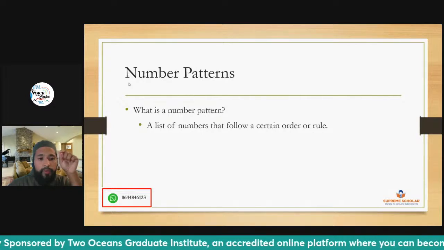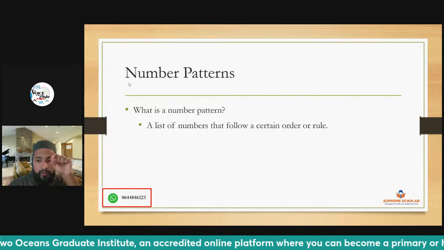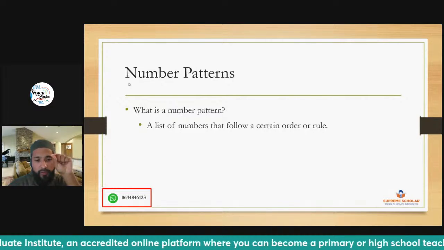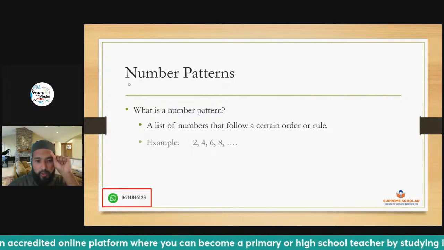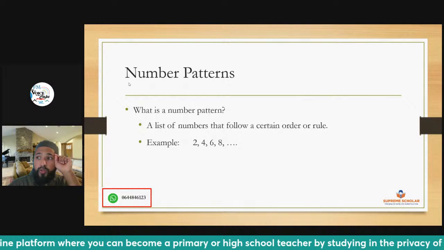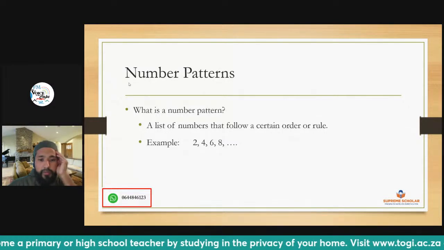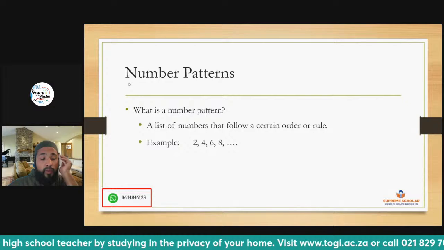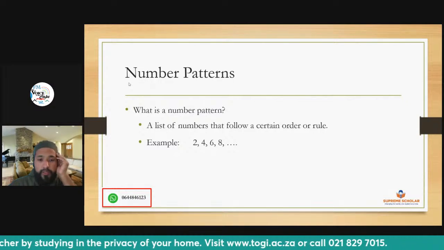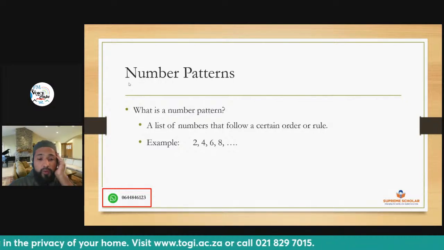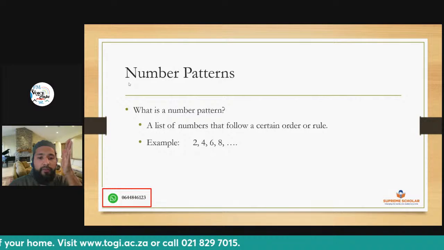When we say rule, we mean you can calculate. You can say, okay, I'm adding 2 every time to get the next answer, for example. Here's an example: 2, 4, 6, 8. When we count in twos, that's a number pattern. Another word for that is a sequence. It's following a specific rule. What's the rule? Just add 2 every single time to get to the next number.